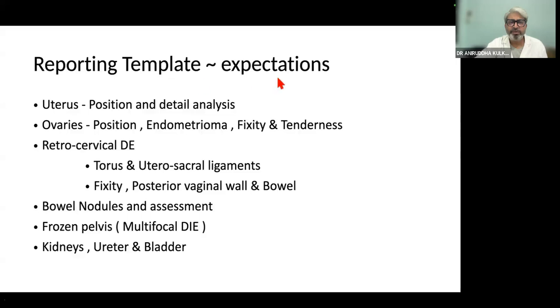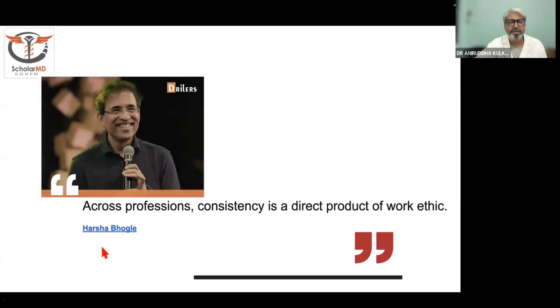So the reporting template usually consists of uterus position and detailed analysis, ovaries position, presence or absence of endometrioma, fixity and tenderness, retrocervical deep infiltrating endometriosis, in cases of the IDEA protocol looking for bowel nodules and multifocal endometriosis, and also looking at the kidney, ureter, and bladder in patients with suspected deep infiltrating endometriosis. That's a reporting template. So this is the last line, which I personally believe is true across all professions.